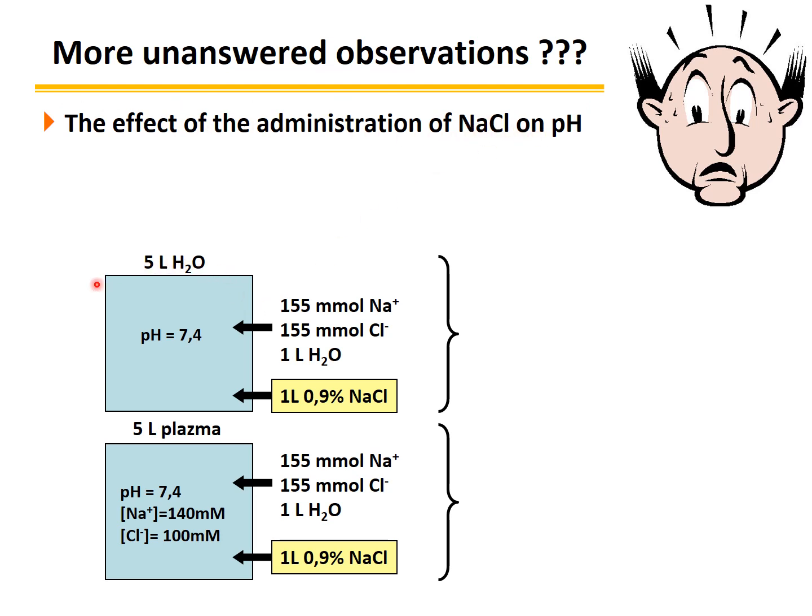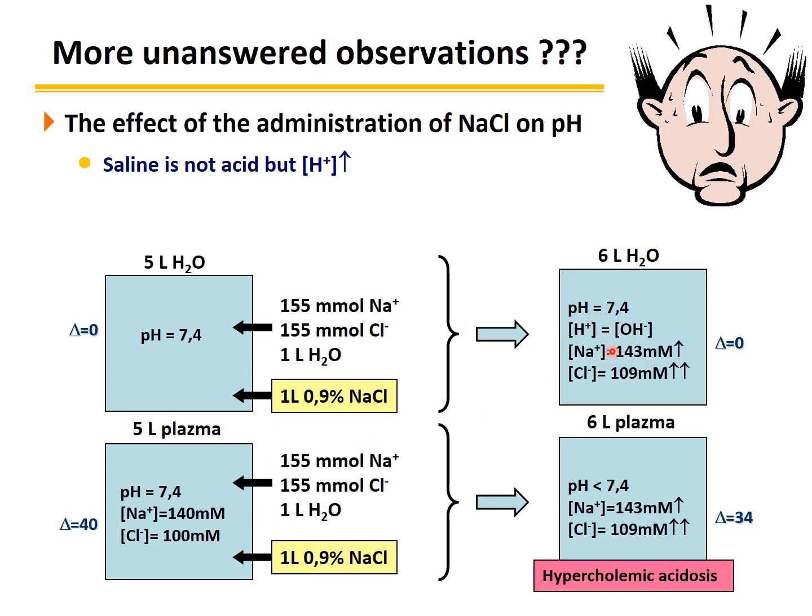Let's have 5 liters of water and 5 liters of plasma, and the pH is 7.4. What will happen if we add 1 liter of sodium chloride to 5 liters of water, or if we give 7.4 pH saline to the 5 liters of plasma? Now let's see what will happen. In the case of the water, the pH doesn't change. Everything stays the same, except, as you see here, that the volume is increased.